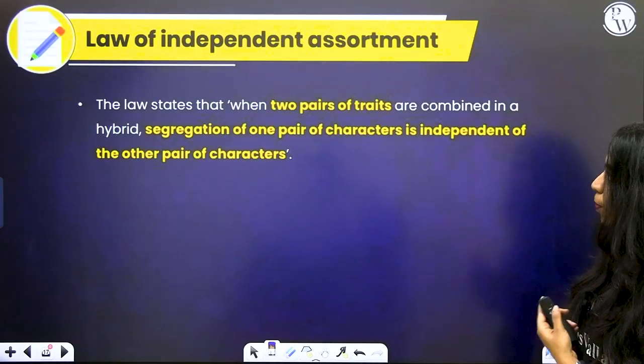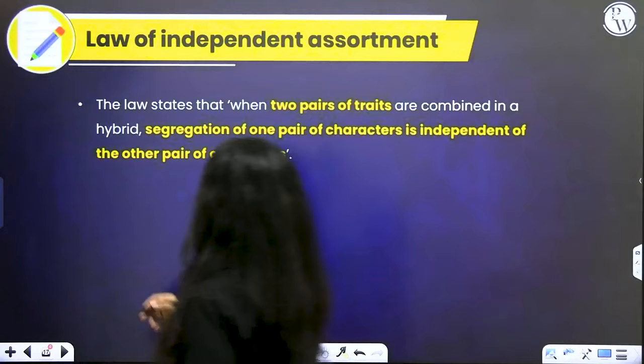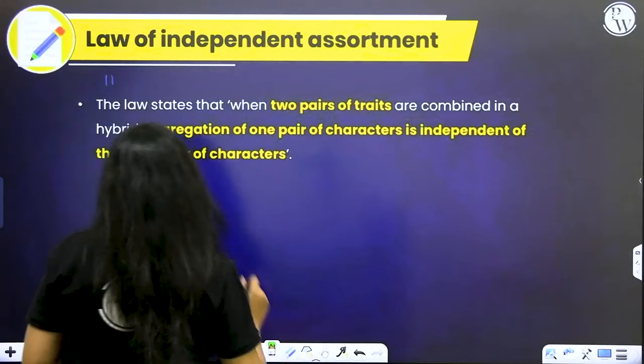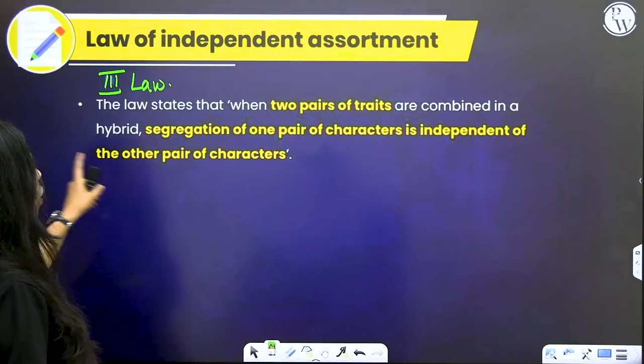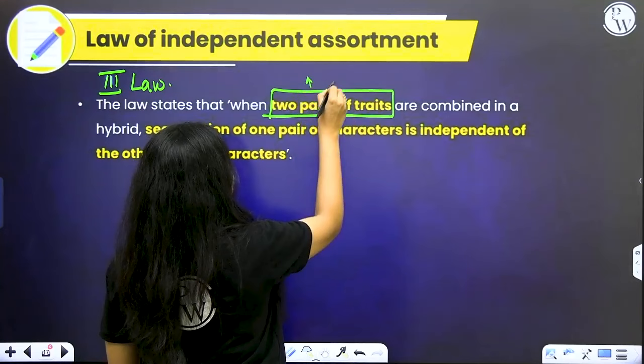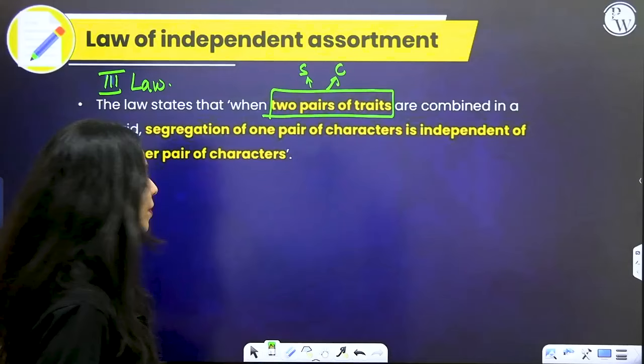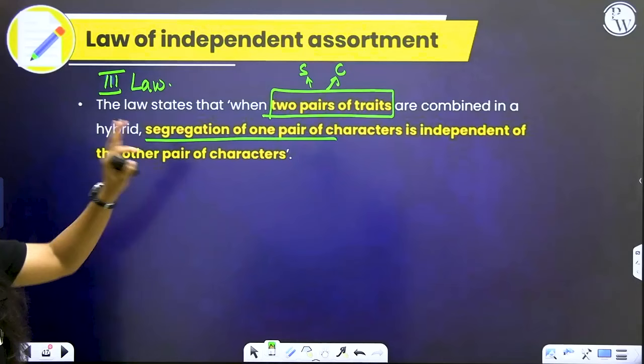So based on this, he proposed his third law of inheritance, which is called the law of independent assortment. So what does the law of independent assortment state? The law of independent assortment states that when we consider two pairs of traits, one is shape, one is color, when they are combined in a hybrid, the segregation of one pair of characters is independent of the segregation of the other pair of characters.